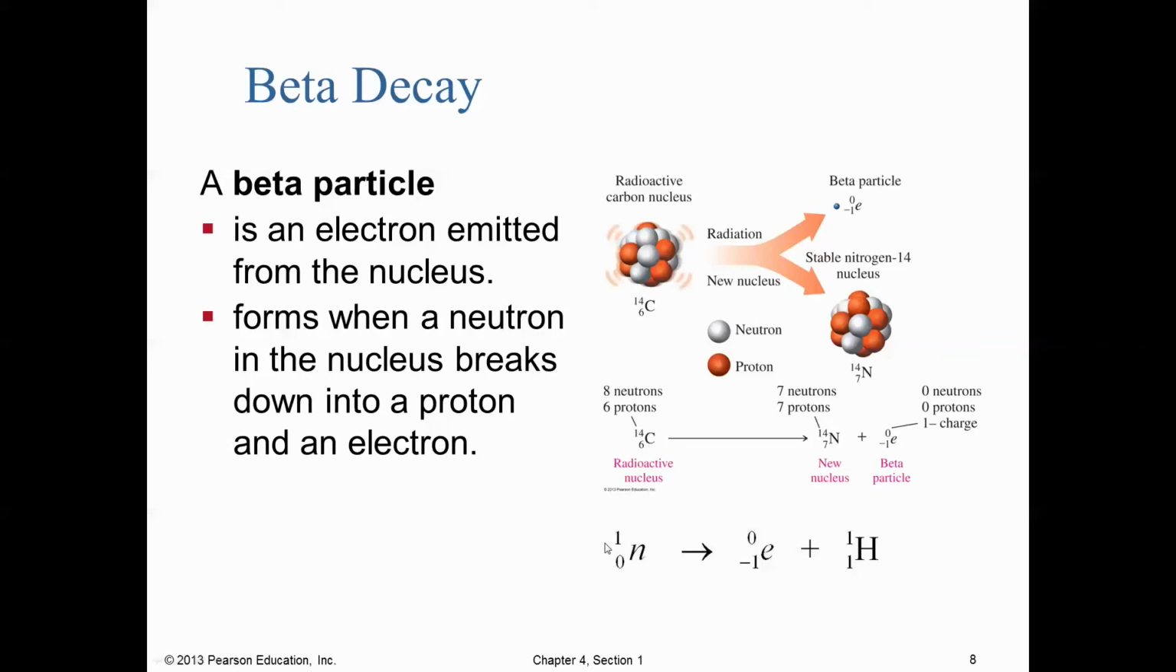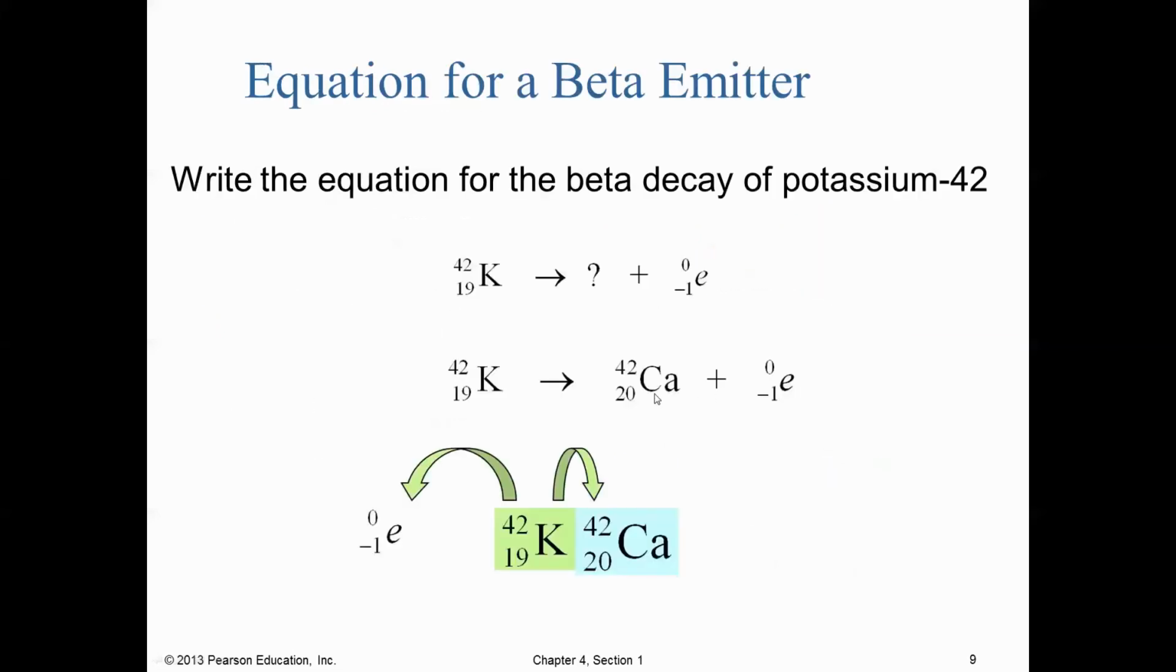And so what actually occurs is a little bit weird. You might not have seen this before, but a neutron actually breaks apart to form both an electron and a proton. And so we actually change what element we have here. So if we start out with carbon right here, atomic number 6, we actually form a new proton with atomic number 7, and we make nitrogen right here. So let's take a look at balancing one of these.